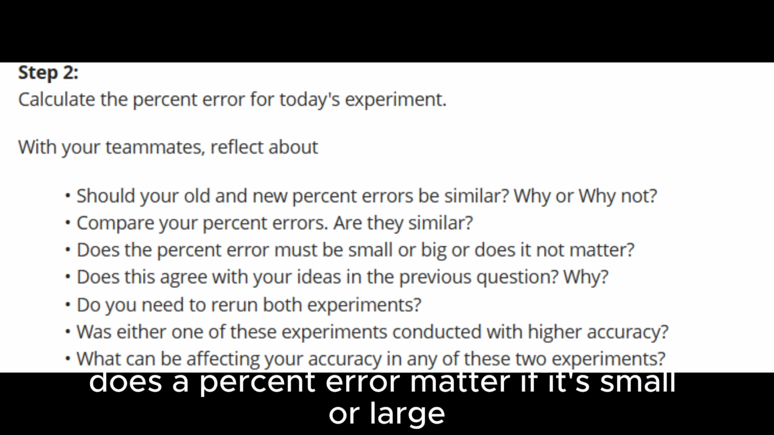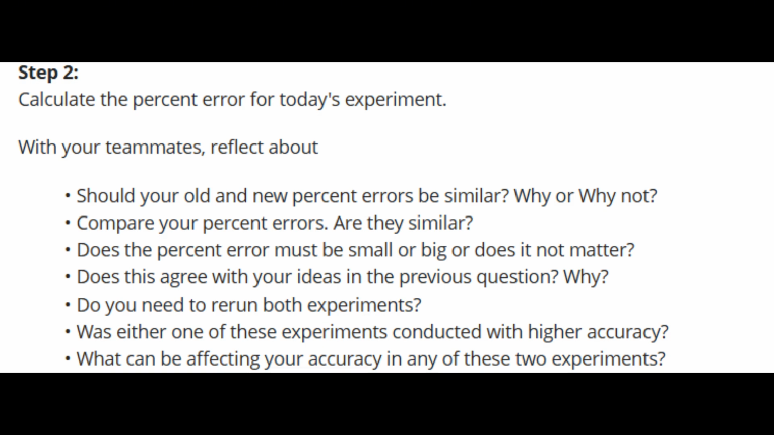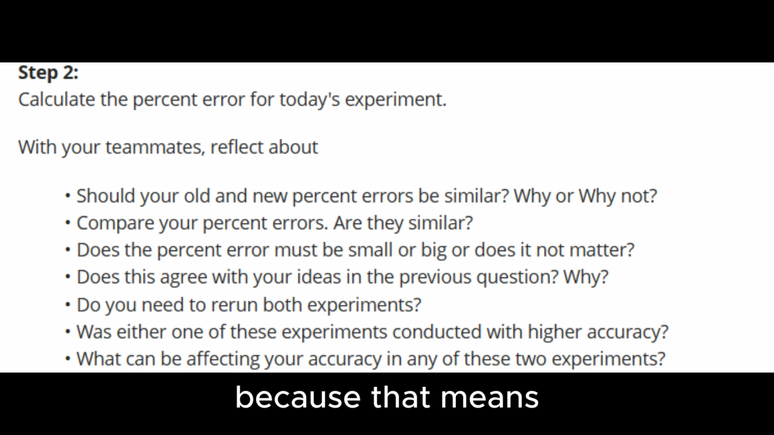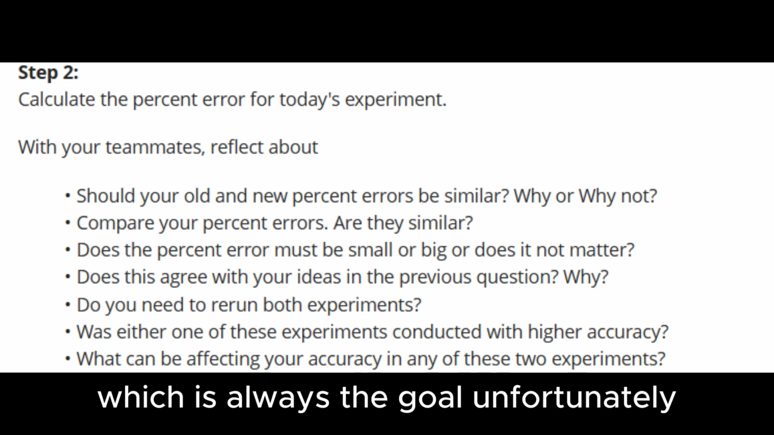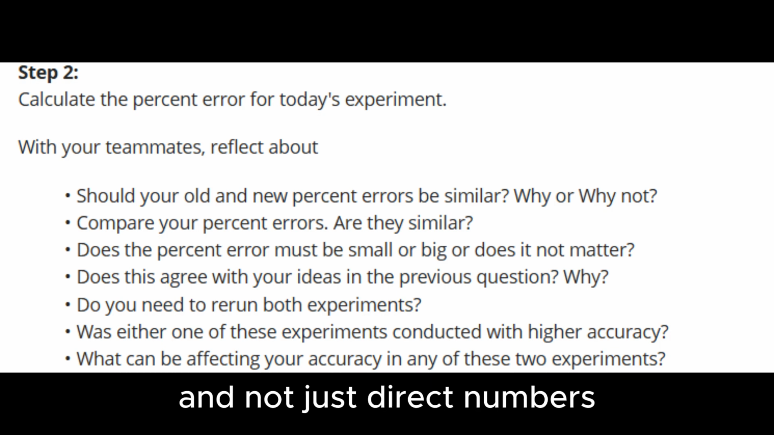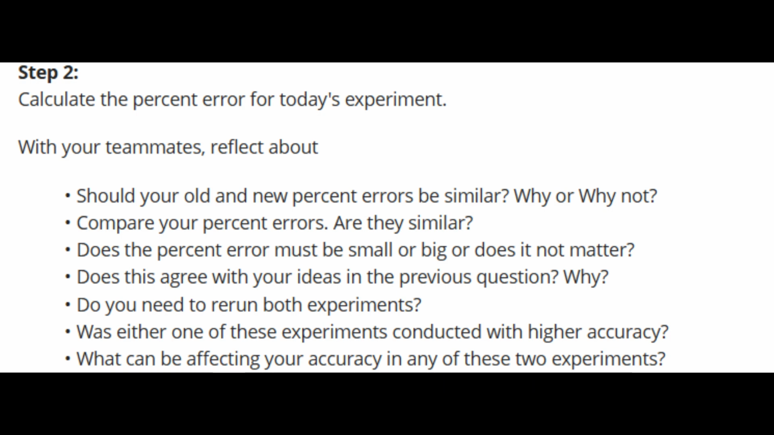Does a percent error matter if it's small or large, or does not matter at all? Theoretically, we should want the smallest percent error possible, because that means we're as accurate to what is actually happening, which is always the goal. Unfortunately, that cannot be true, with other factors being at play and not just direct numbers. So it does matter, and we would want it to be as small as possible.